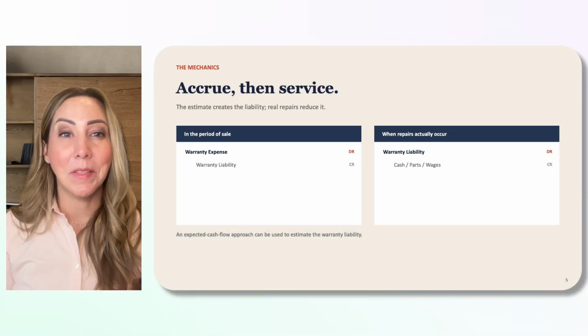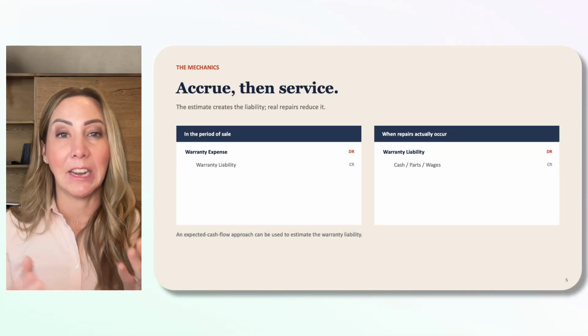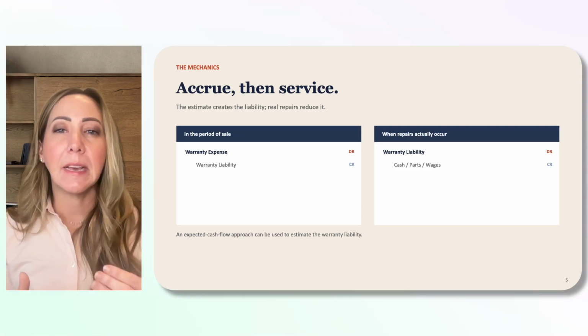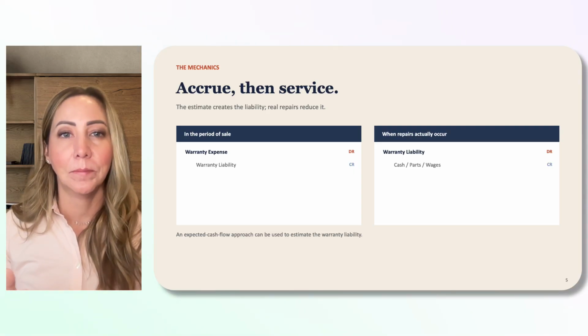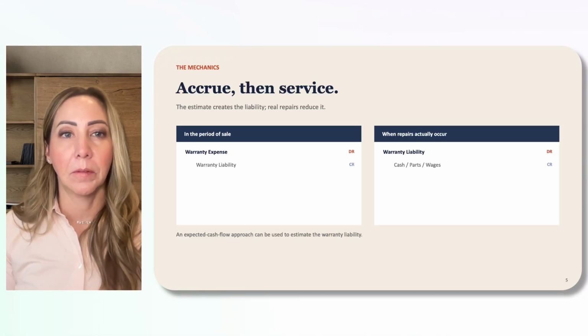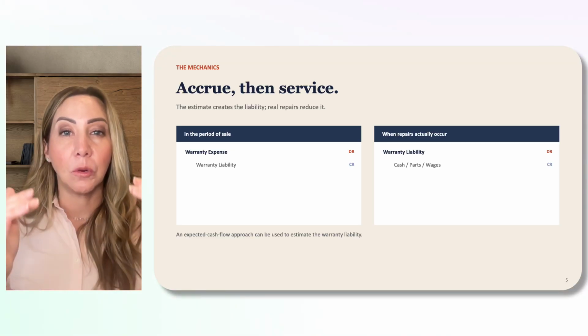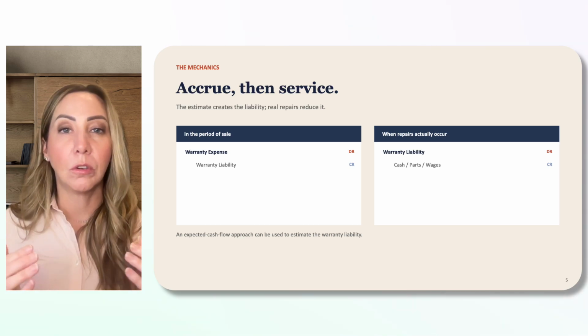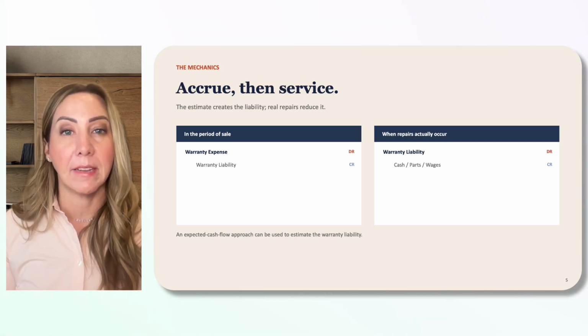Here are the entries. In the period of sale, we debit warranty expense and credit warranty liability for the estimated cost of future repairs. This is what puts the expense in the same period as the sale. Then, when repairs actually occur, we debit warranty liability and credit cash, or parts, or wages, whatever resources we use to make the repair. Notice that the actual repairs reduce the liability. They don't create new expense because we already recorded the expense up front when we made the estimate.